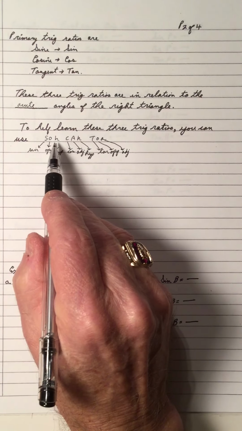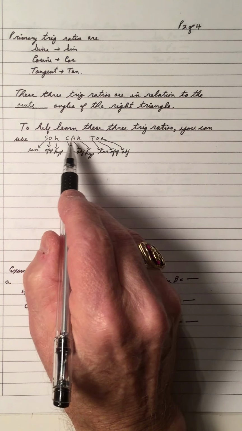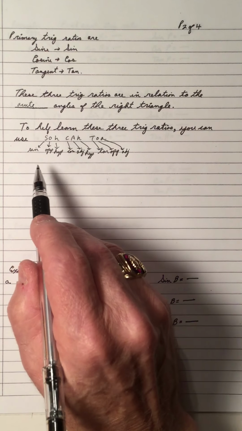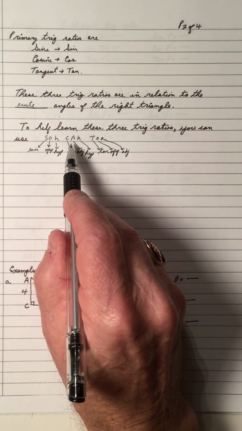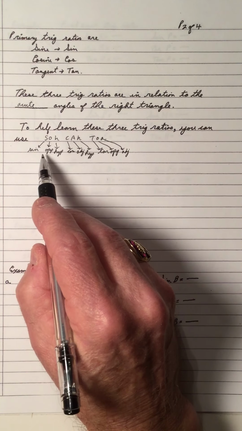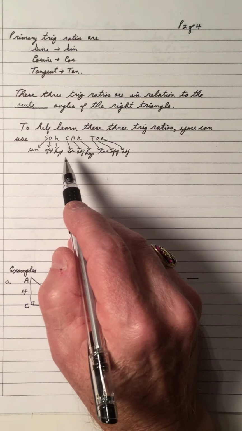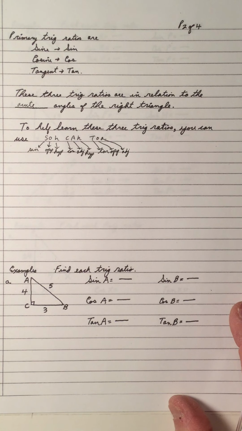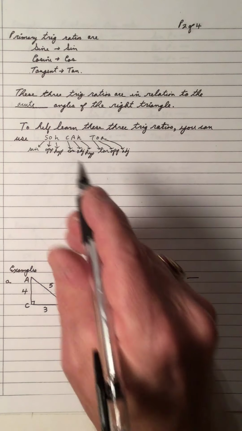So this is a saying that I use all the time to come up with my trig ratios, and I have it memorized. SOHCAHTOA, S-O-H-C-A-H-T-O-A. And I always write this down when I'm going to do any trig ratios in relation to coming up with the angles and the sides.